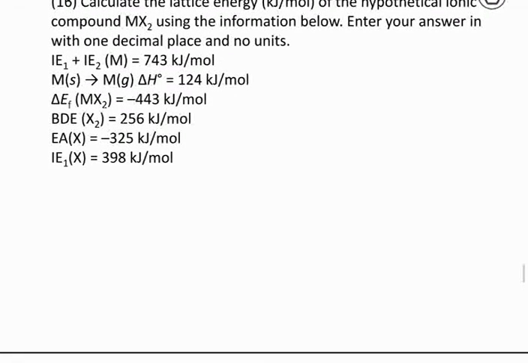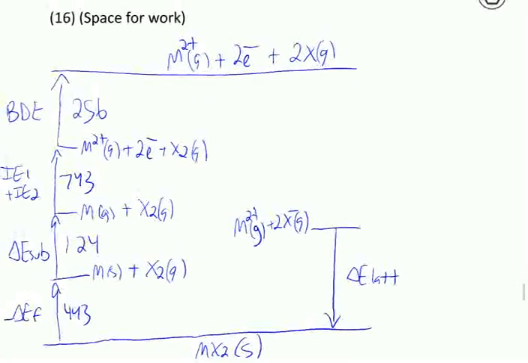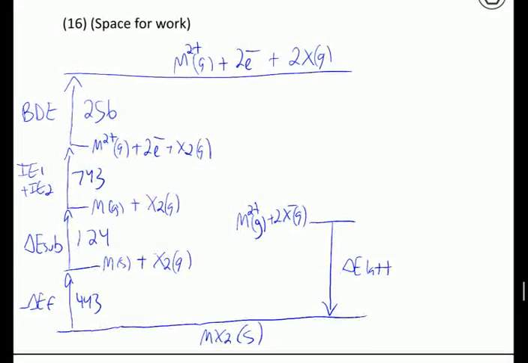So for X2, the bond dissociation energy is 256 kilojoules per mole. So that's the number we use, 256. Okay, so it takes 256 kilojoules of energy to break apart that bond. We talked about bond dissociation in the context of covalent bonds, and that's what that number refers to.